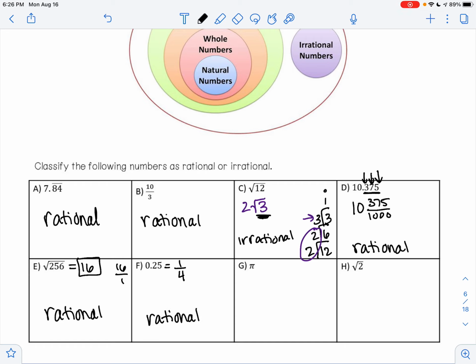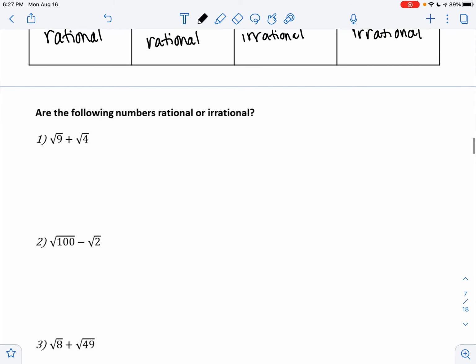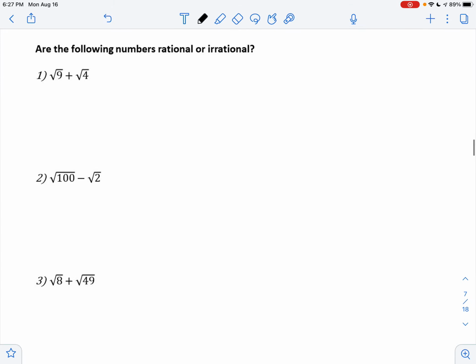Pi is probably the most famous irrational number because it is never ending and it never repeats. The square root of 2 cannot be simplified, so this is also an irrational number. If you try to do birthday cake, you don't have any pairs, so you can't simplify any further. So this is an irrational number.